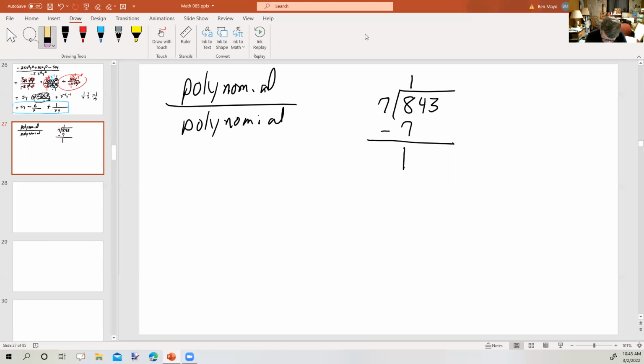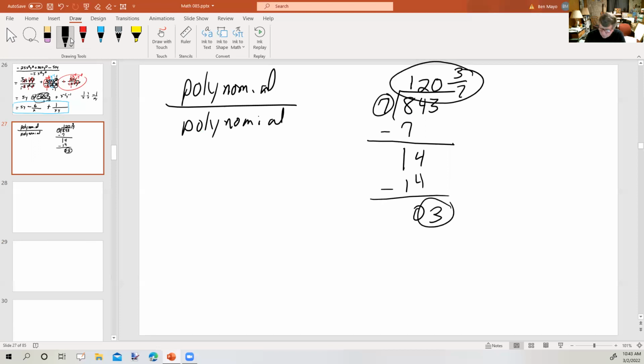And I start all over. I bring down another number. 7 goes into 14 twice. 7 times 2 is 14. 0 remainder. Bring down a 3. 7 doesn't go into 3, so I put a 0 there. Now, back when you first learned arithmetic, you'd write R3, remainder 3. Do you remember that? Yes. And then things got more advanced, and we wrote it as a fraction, 3/7. So basically the remainder over the divisor. And this is the form we'll be using for our polynomial division.